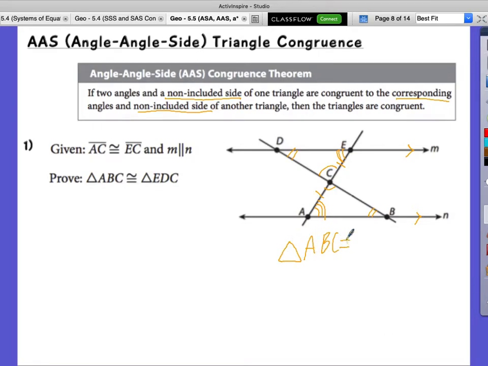Triangle ABC is congruent to triangle EDC. And I'm going to do angle-angle-side just because that's what we're talking about in this subsection.